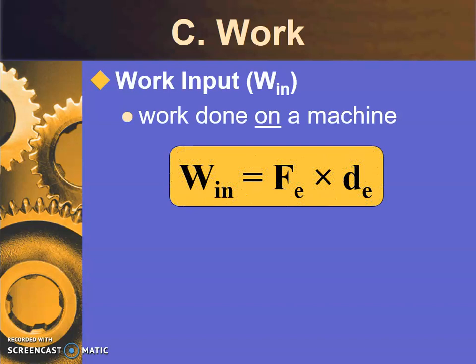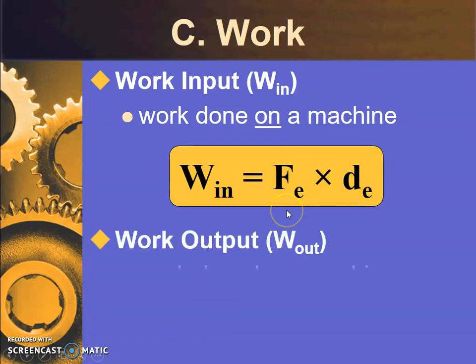So that means with the machine that we have two types of work. We have the work input. This is what the human does. This is the work done on the machine. Okay, this equation should look very familiar. Work equals force times distance. But now we're going to be a little more specific. We're going to say this is the work input because it is the effort force times the effort distance.